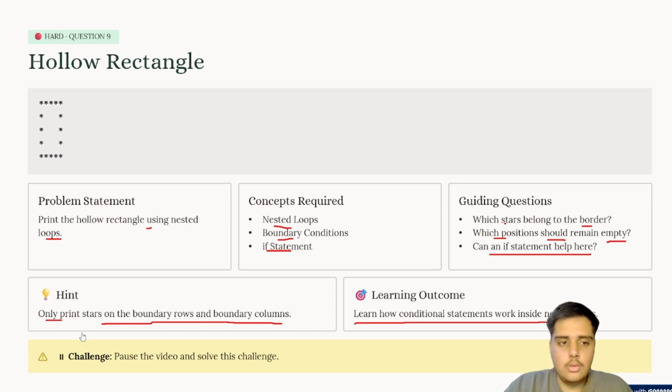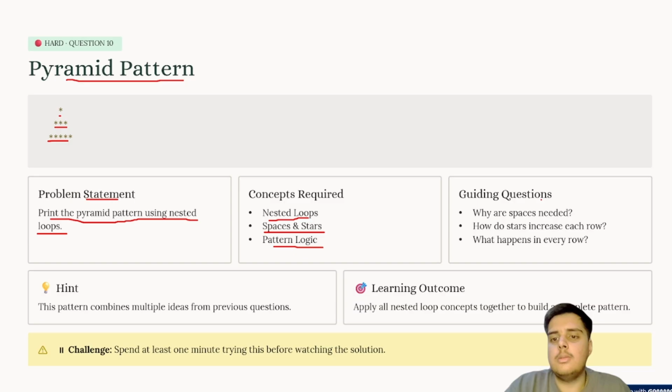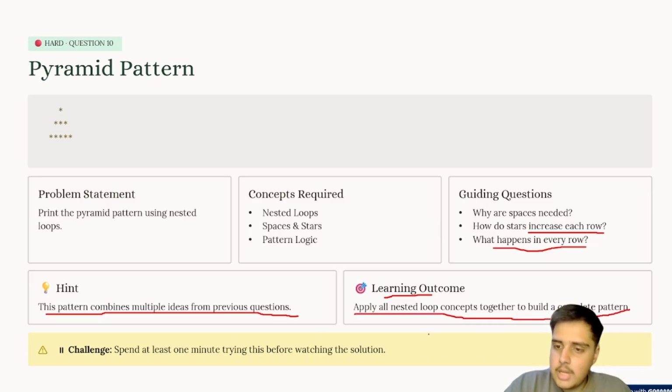So coming to the last question of the session, which is the pyramid pattern: 1 star, 3 stars, 5 stars. The problem statement is to print the pyramid pattern using nested loops. Concepts required are nested loops, spaces and stars, pattern logic. Guiding questions are: why are spaces needed, how do stars increase each row, and what happens in every row? Hint: this pattern combines multiple ideas from previous questions. The learning outcome is to apply all nested loop concepts together to build a complete pattern.